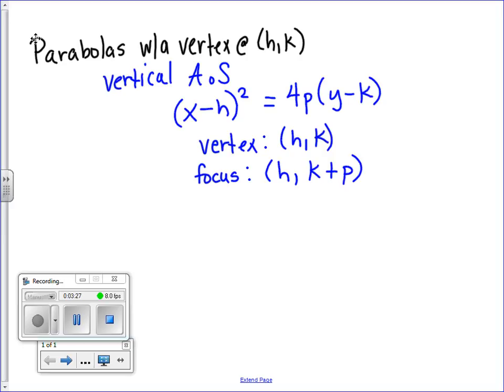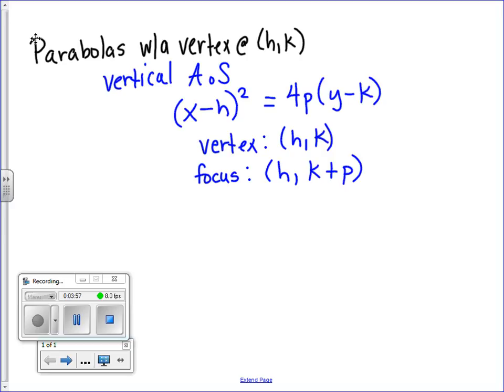It hasn't changed. Yesterday it was (0, 0), and then it had to move up p units. Today it's at (h, k), and it still has to move up p units. So it hasn't changed how we're doing it. It's just changing the numbers. Yesterday it was (0, 0), and if p is 5, it's going to be (0, 5). Today, let's say it's (2, 1). If p is 5, it's going to be (2, 6). You still have to add that amount to it.